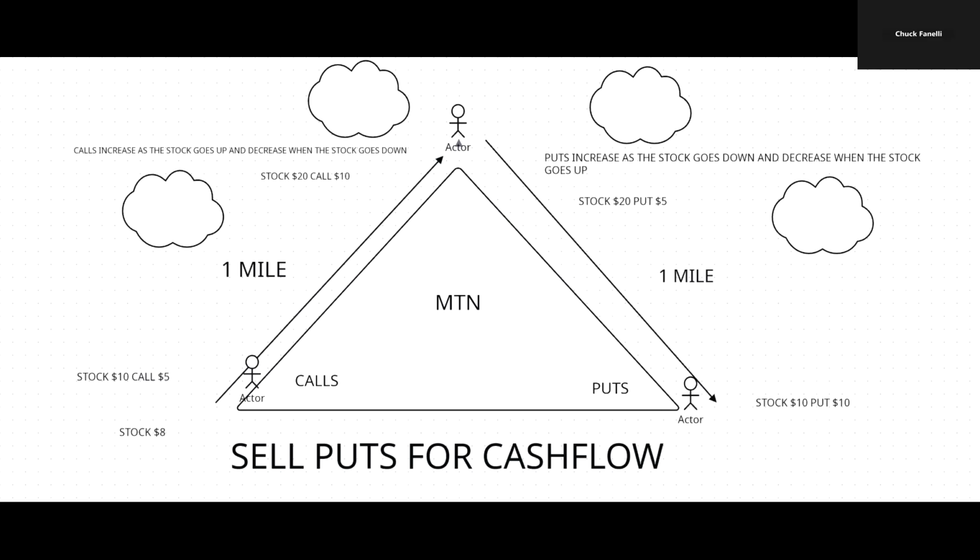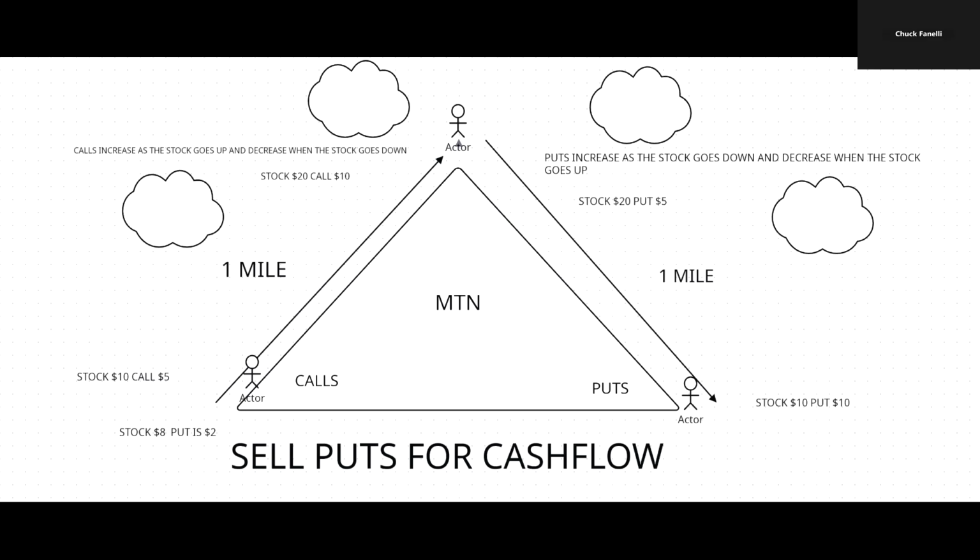So if the stock goes sideways or up, your put value goes down, and it'll go down by that same distance. So let's say the stock is at 8 and the put is, just to keep the math simple, $2. If this stock goes up, your put will be worth 0.